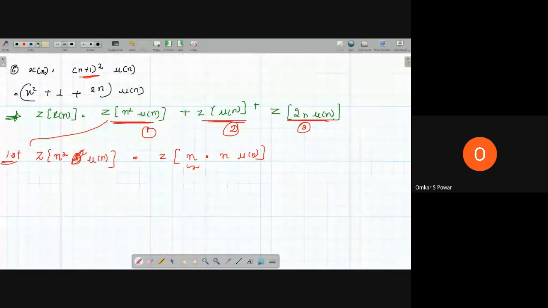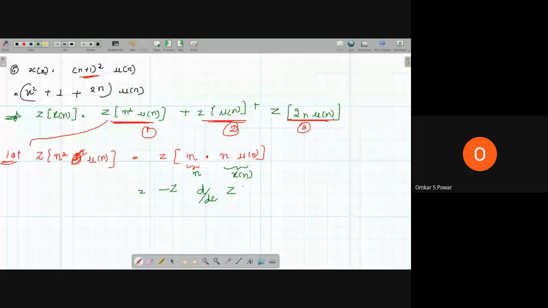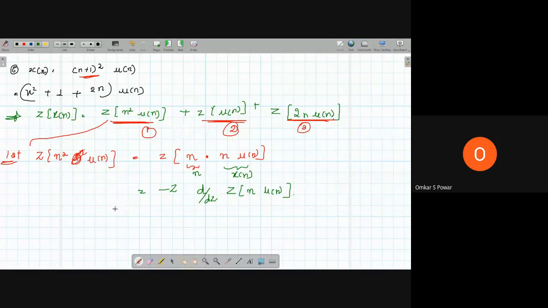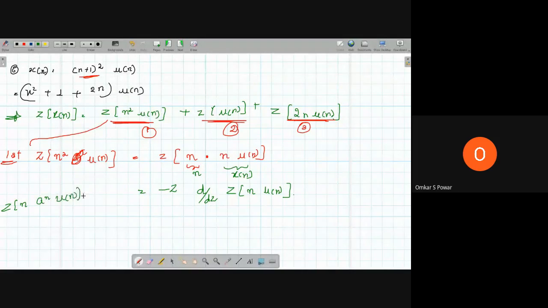So you know that z transform of n into x of n, according to frequency differentiation property, z transform of n x of n is nothing but minus z d by dz of x of z. So minus z d by dz of z transform of n u of n. Now in order to get z transform of n u of n, from the first problem, z transform of n a power of n u of n, you have got as a into z divided by z minus a the whole square.